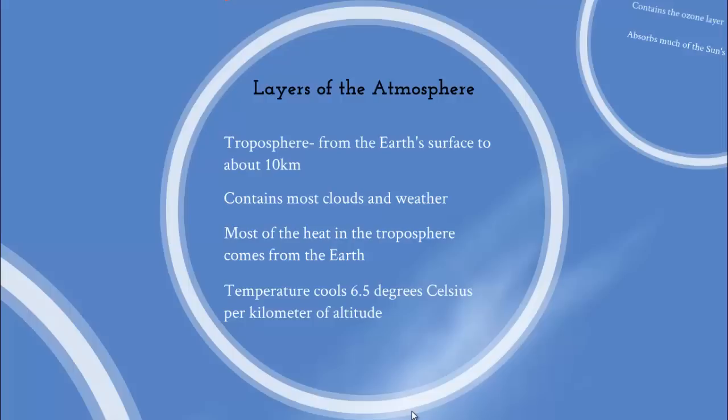So right next to the ground is going to be our warmest area. As you go up, temperature cools about 6.5 degrees Celsius per kilometer of altitude. So as you go up in the air, it actually gets quite a bit colder. If you were to go hiking on Mount Everest, which is the tallest mountain in the world, it's about 9,000 meters tall. And so that equates to about 9 kilometers.